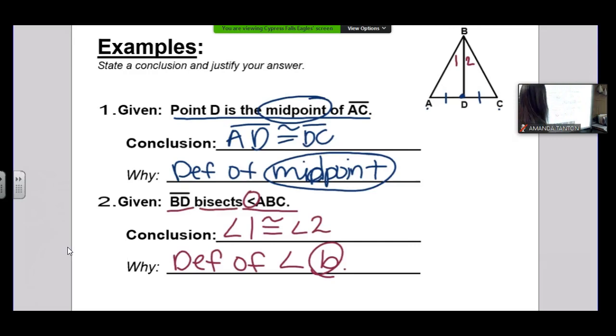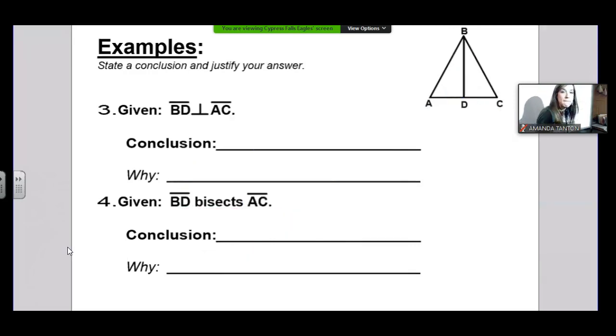Let's try some more. So then after that, we will put CPCTC. We would not use CPCTC unless we were doing one from the homework. We'll go do a homework one before class is over, okay? I'll tell you where to use CPCTC. Not in these, not yet.